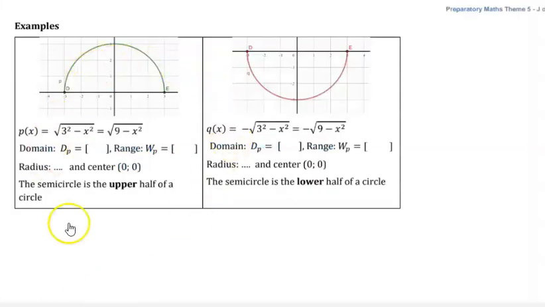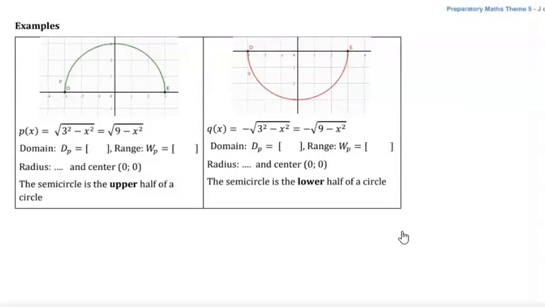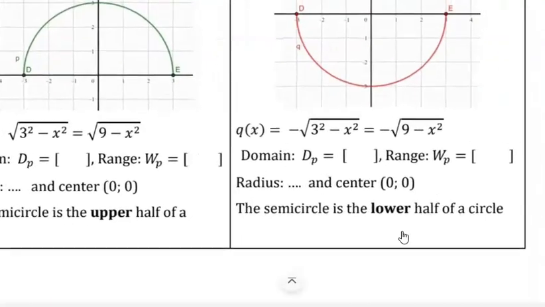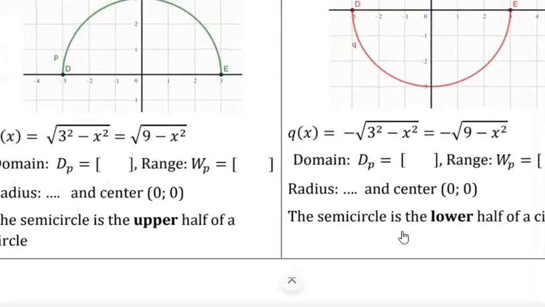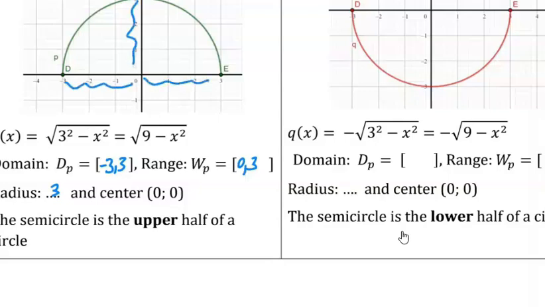I've repeated this example, but let us just fill in what the domain is here. In this case, our domain is from -3 to +3, and our range is from 0 to 3. We have a radius of 3 because this is the distance there, there, and there: 3, 3, 3. And the center is the origin, and that's the upper half.